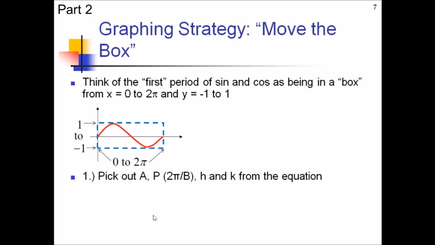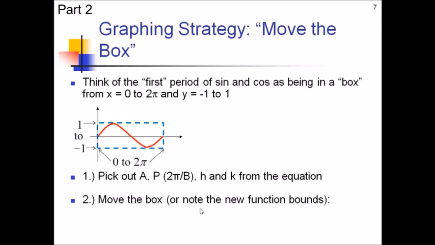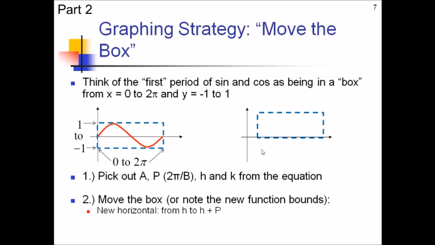For my second step, I'm going to move the box, or at least note the new function bounds. So for the horizontal, that's going to be from h to h plus p. My period of my function is going to start at whatever the h value is. And to get to the end of my period, I just have to add my period to h. So h plus p over here.